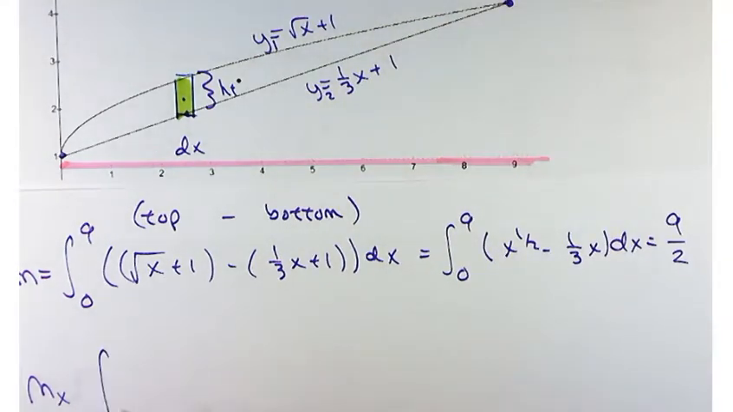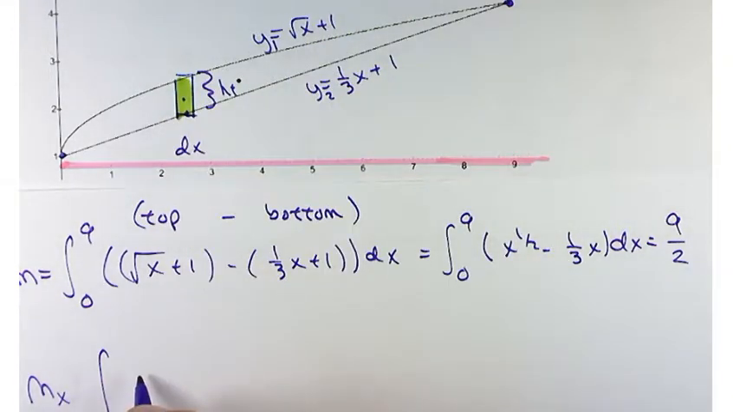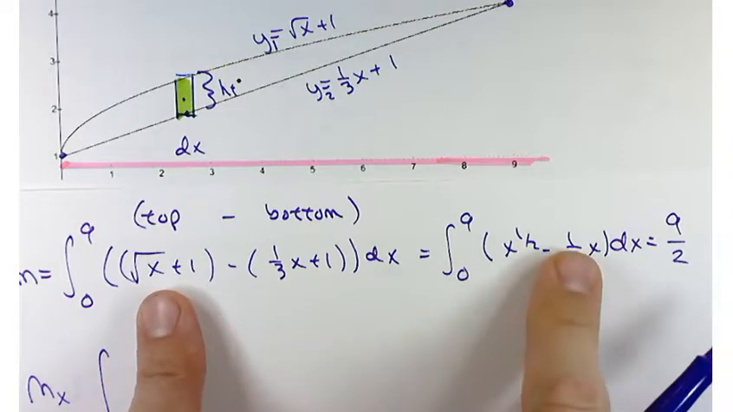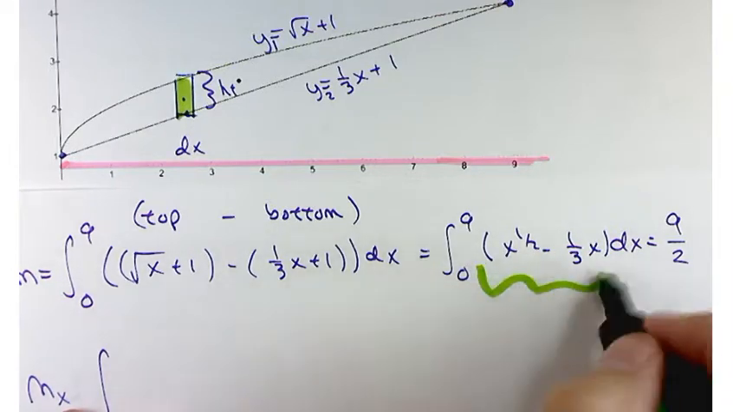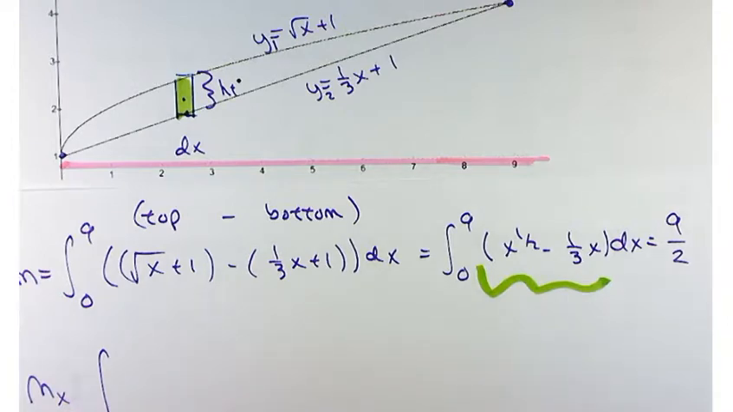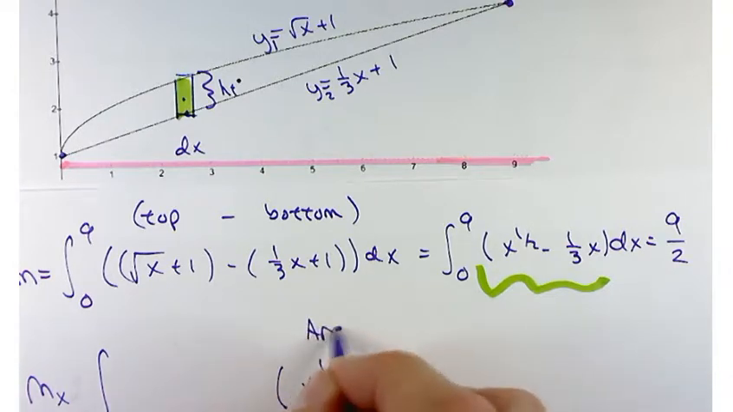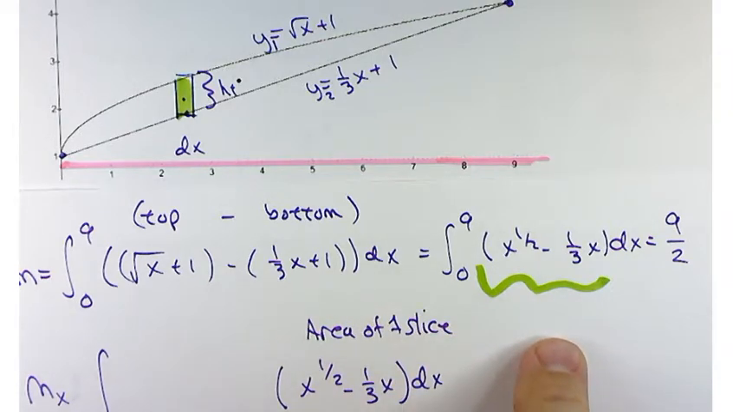So let's see. I want the area of that slice. So the area is going to be really just this right here. The difference between those two, which is this. In fact, this is perfect right here. That little bit right there is the area of that one slice. So let me put that in here. X to the 1/2 minus 1/3 x dx. That's the area of one slice. Right there.